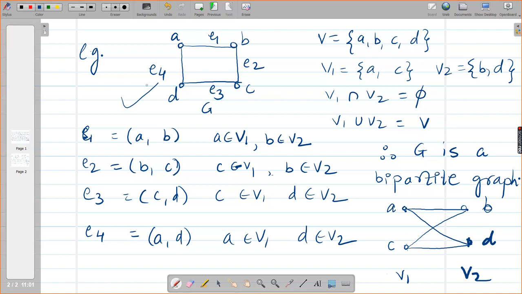Okay. You don't draw this figure right now. Do not draw this. Just say G is a bipartite graph. Don't write this. Draw this. Finished it? Yes, ma'am.